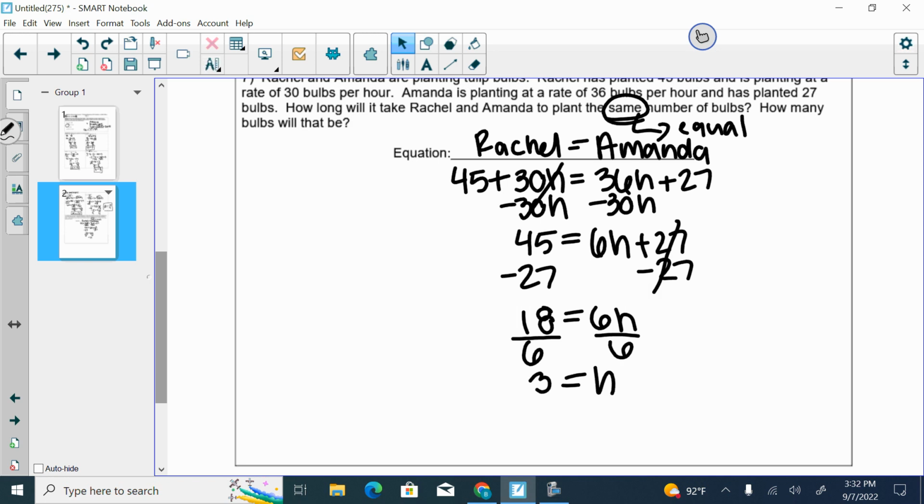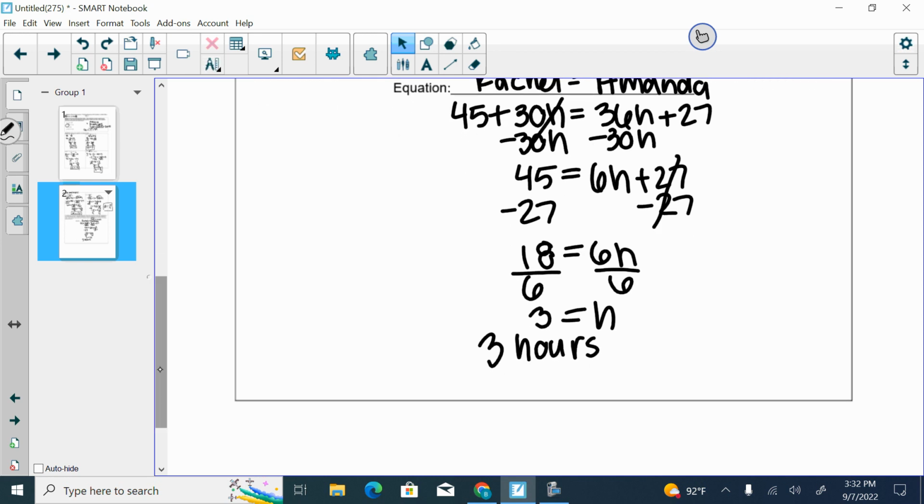Nice. So they asked how many hours will it take? Well, it's going to take 3 hours for this to happen, right? And they also asked a second question. What does that second question say? How many bulbs will that be? Okay, so we need to figure out if they plant for 3 hours, how many will they have planted? Well, all I would need to do is take that 3 and plug it in for H.